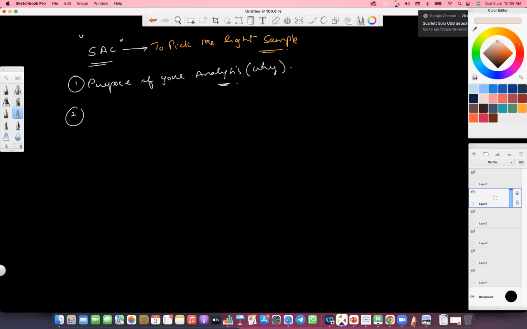So second is document your questions. Based on the way you are questioning, does your purpose change? Yes or no? The way you are questioning, does your purpose change? Absolutely, it changes. Based on the way you are questioning, the purpose is going to change.